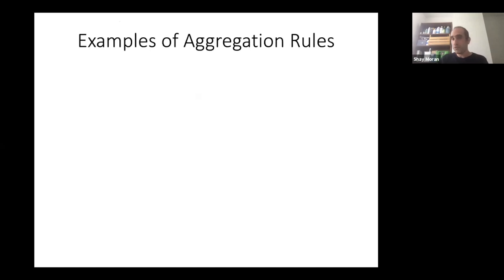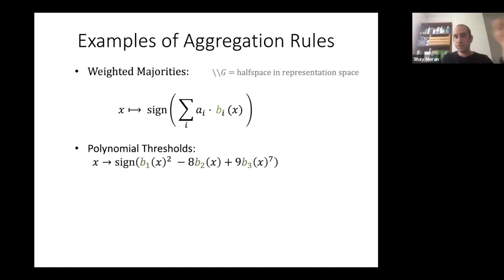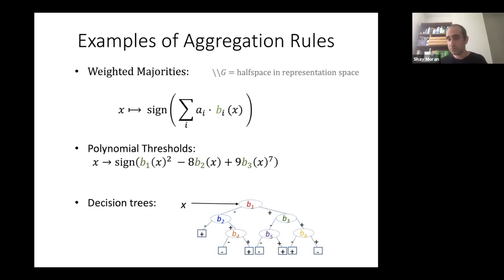Okay. Now there could be other aggregation rules. One we are already seeing is the weighted majority, but you can also take polynomial threshold functions. You take the first hypothesis, apply it on X, square it, and then add it to other powers of different hypotheses. Or you could also take decision trees, where the nodes are the weak hypotheses, and you simply apply the tree on any given X until you reach a leaf, and the leaf tells you what the output is. Or you can take deep neural networks if you want. So there are many, many ways to aggregate any sequence of weak hypotheses.